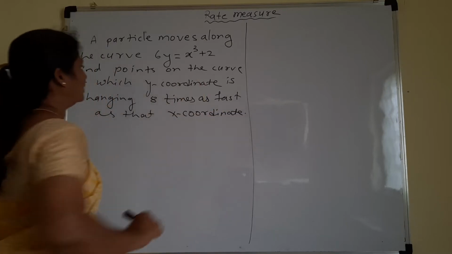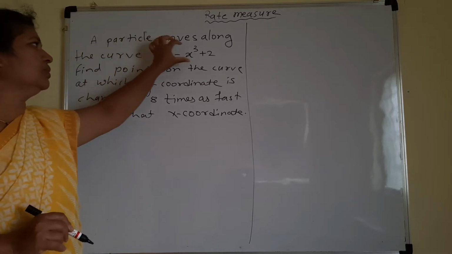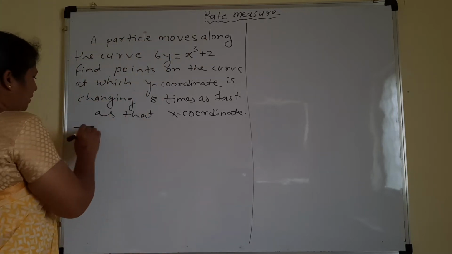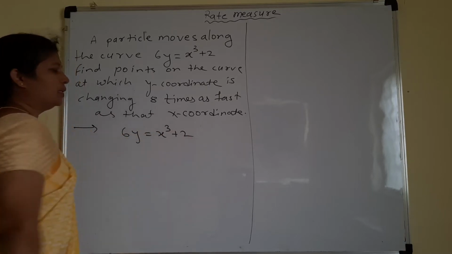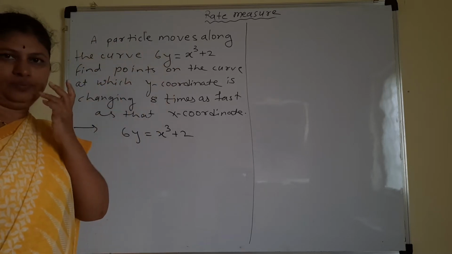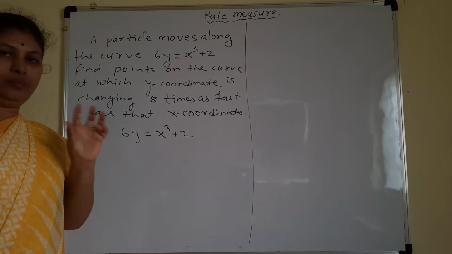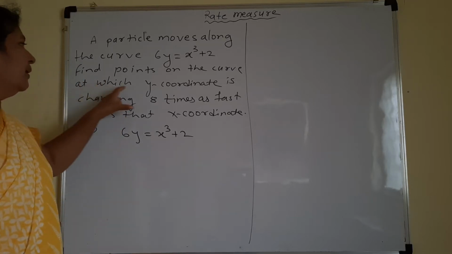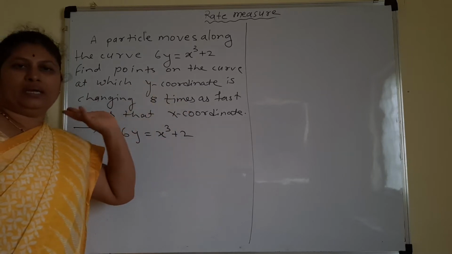Okay, consider this example. Read it carefully. A particle moves along the curve 6y is equal to x cube plus 2. We have to find the points on the curve, that is, the coordinates of the point at which the y coordinate is changing 8 times as fast as that of the x coordinate.